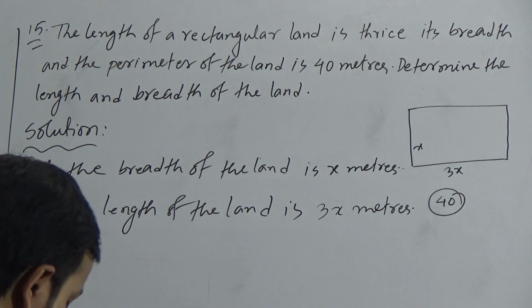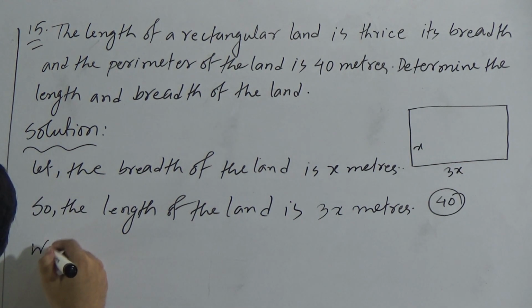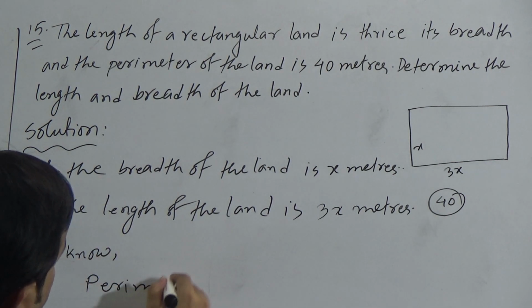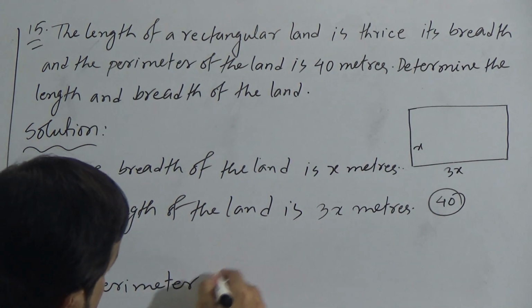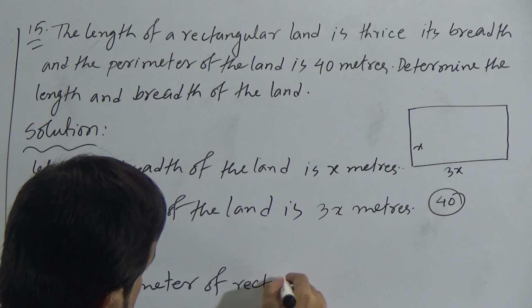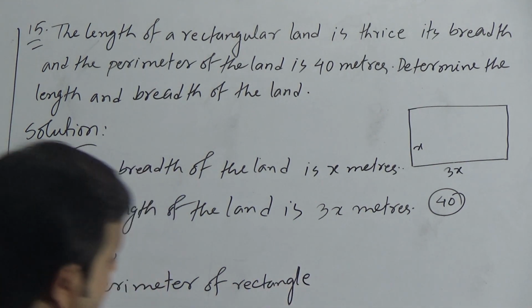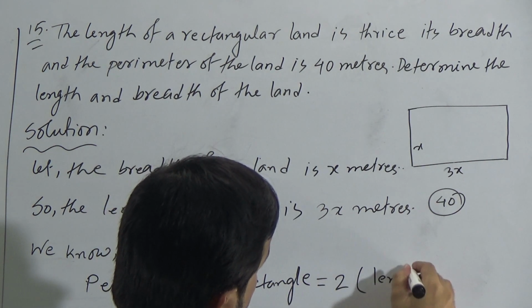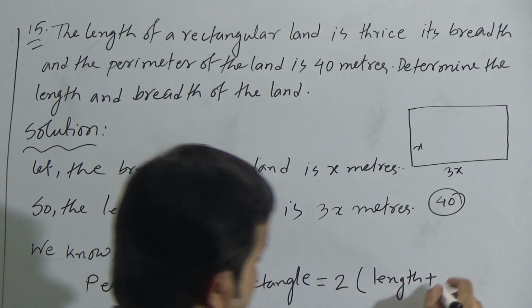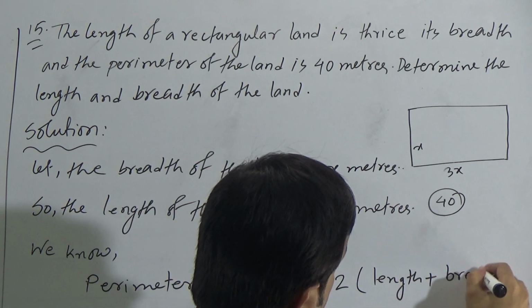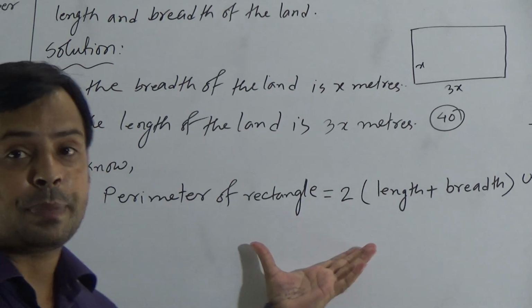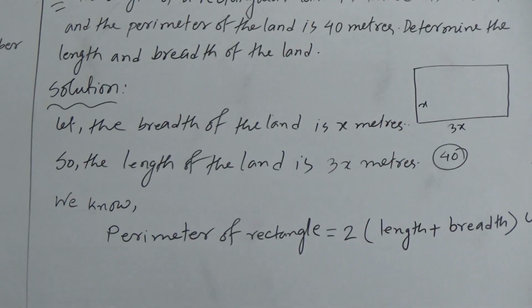Okay, dear students, now see, we know perimeter of rectangle, that is 2 into length plus breadth. This is the formula to determine the perimeter of a rectangle or rectangular shape.